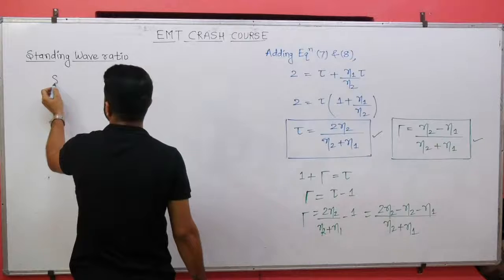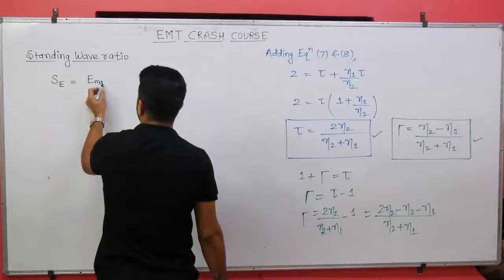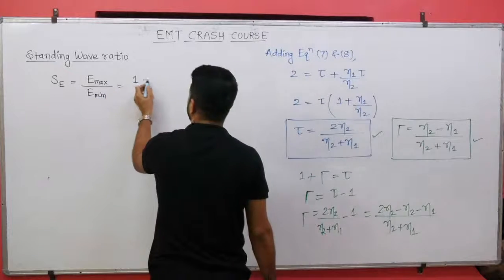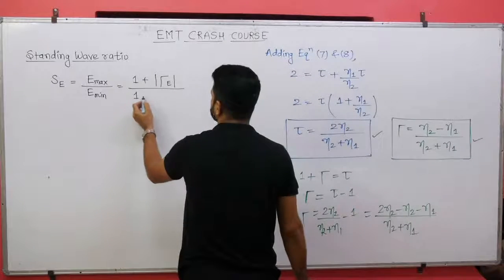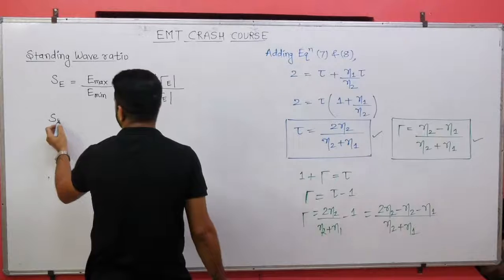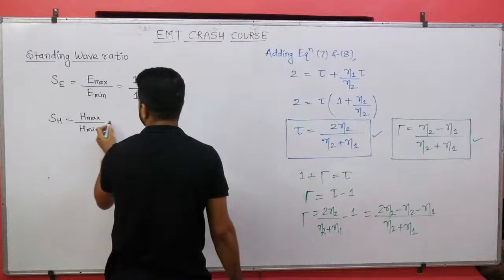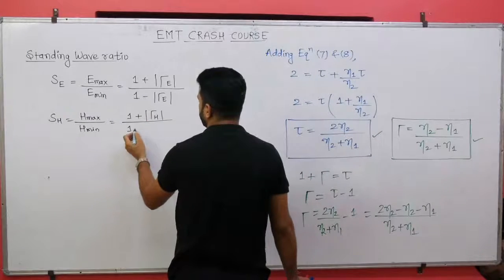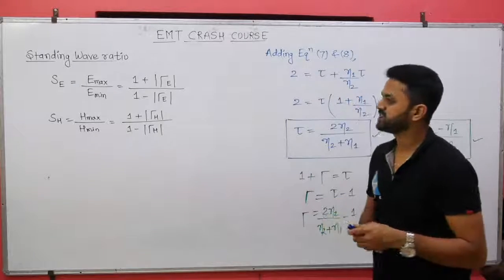Standing wave ratio is denoted by S. For the electric field, it is the maximum value of electric field divided by the minimum value of electric field, and it is given by 1 plus magnitude of gamma for electric field divided by 1 minus magnitude of gamma for electric field. For the magnetic field, it is the ratio of maximum value of magnetic field to minimum value of magnetic field, which is 1 plus magnitude of reflection coefficient divided by 1 minus magnitude of reflection coefficient for magnetic field. So these are the two formulas for the standing wave ratio.